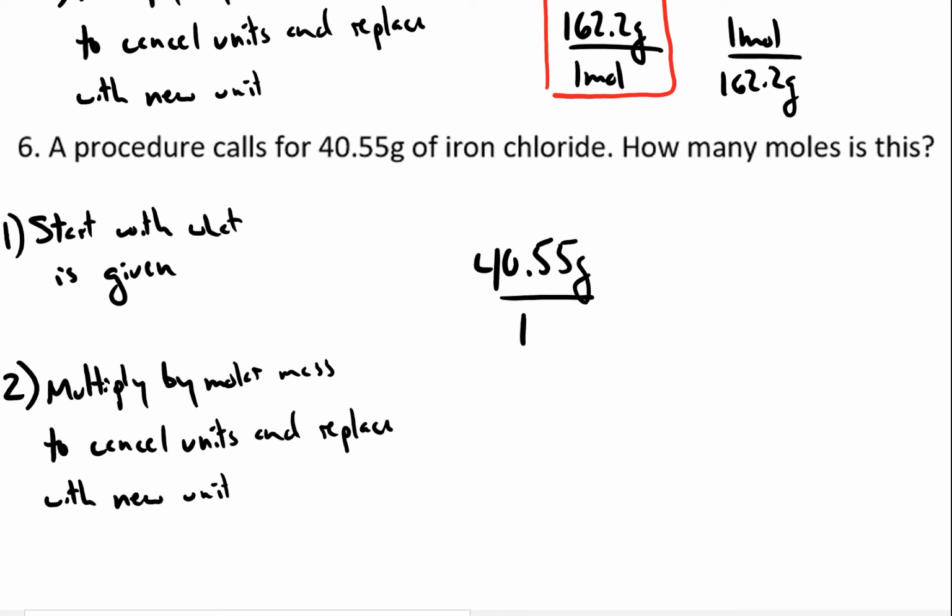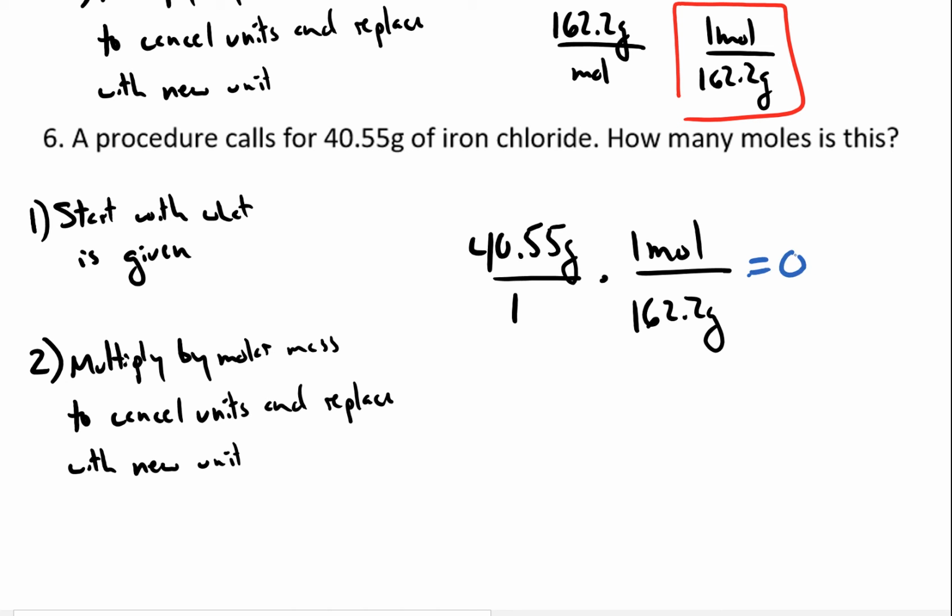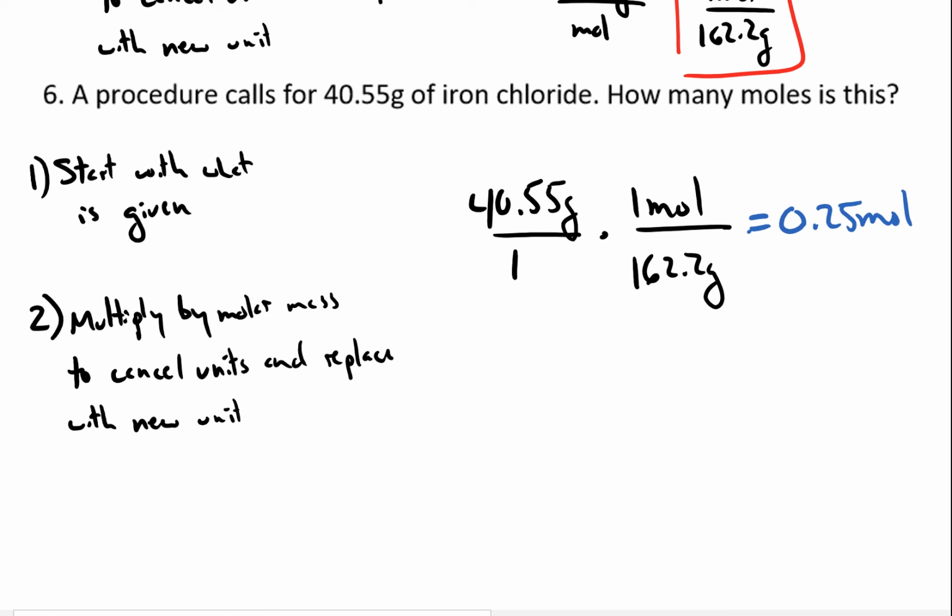In this case, I'm not going to pick grams over moles, but instead pick moles over grams. By doing that, I'll multiply, cancel out my grams, and replace with moles. So what this problem is saying is that if I had 40.55 grams of iron chloride, I would have 0.25 moles of that substance. Again, this is converting a mass into an amount.